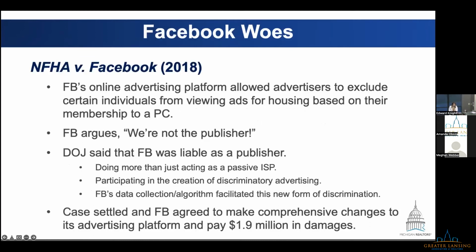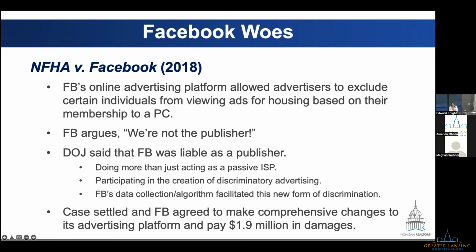Next slide. There is another case that's given us some more guidance on this issue of how publishers' liability can be applied to fair housing violations on social media. This case involved Facebook. You might have heard of this one, but just for some background, Facebook has been under a great deal of scrutiny over the last few years, in how they collect user data, what they do with that user data, and what they allow advertisers to do with that user data. And this recent lawsuit also involved the collection of user data, but this time it involved the housing industry.